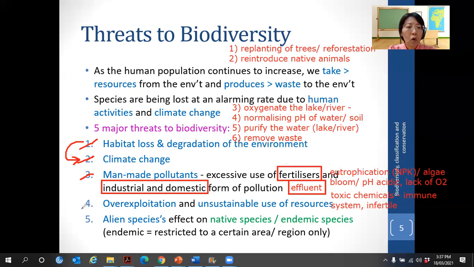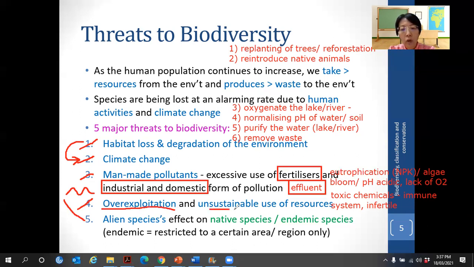Now, threat number 4 is overexploitation, meaning you remove things faster than they can grow back. So the population size cannot be maintained at a constant number, and they keep on going down. Okay, so this is called overexploitation.